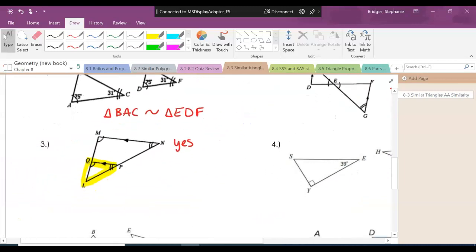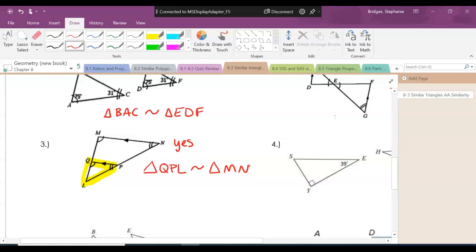All right, so let's name the small triangle first. How would I call that small triangle? The one I have highlighted. QPL? Okay. All right. And then we have to pay close attention to which angles are marked the same. What angle has the same marking as angle Q? M, so M's going to go first. What angle has the same marking as angle P? N, so N goes second.